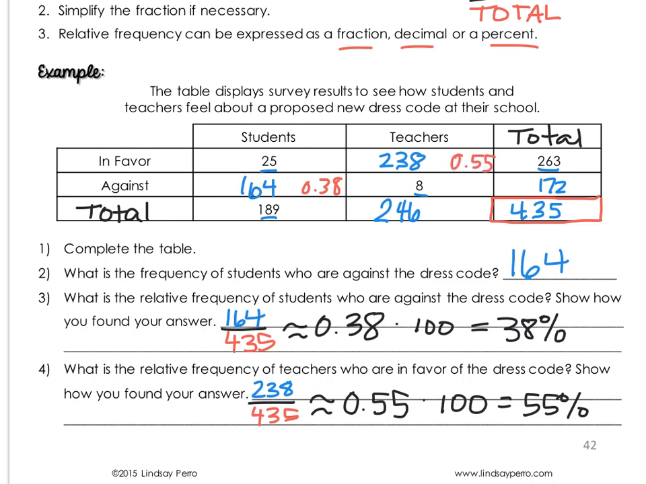Now, I do want to show you something. If we were to fill in the rest of the table with the relative frequencies, so just go ahead and do each one. 25 divided by 435, about 0.06, because that's going to round up. And then 8 divided by 435 is 0.02.